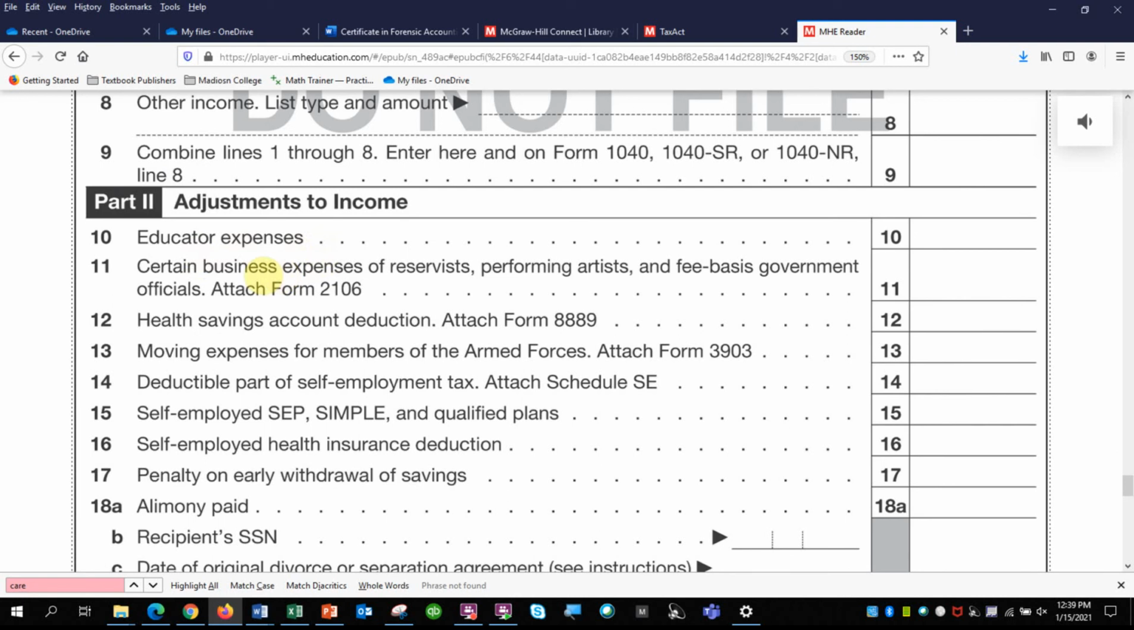Here are some adjustments to income, educator expenses. These are what we'll call for AGI expenses. We'll talk about what that means later. These are really important deductions that you can take against your income that will impact the amount of your adjusted gross income.